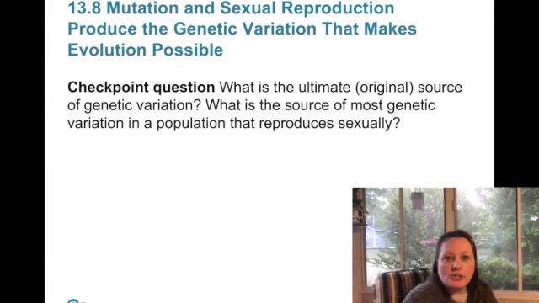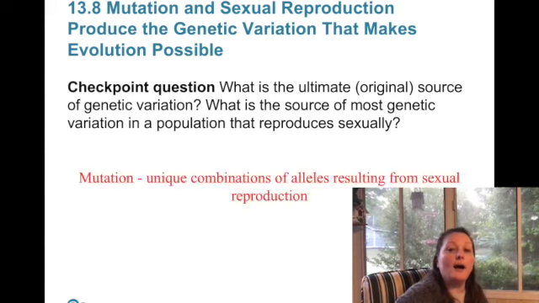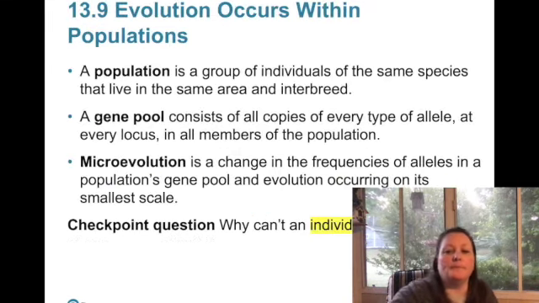Here is our checkpoint question. What is the ultimate source of genetic variation? And what is the source of most genetic variation in a population that reproduces sexually? Boom, there's our answer. Mutation. That is our big thing, is mutation. And again, because of sexual reproduction, you're bringing in different alleles from different groups. That's what's causing a big mix-up.